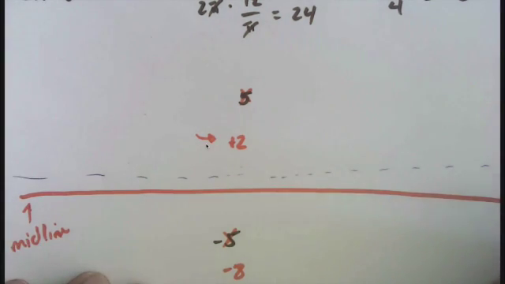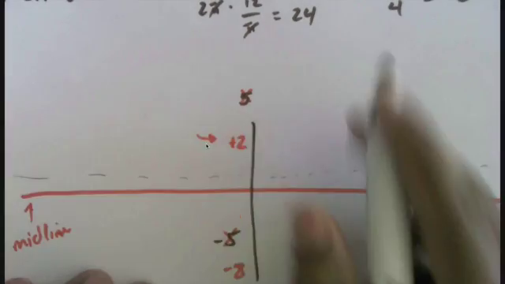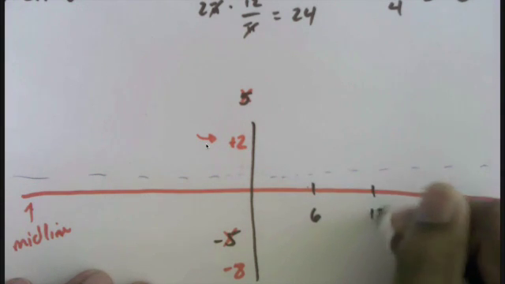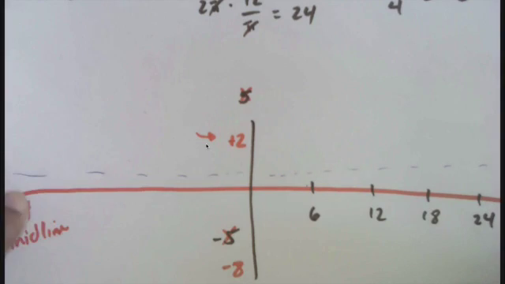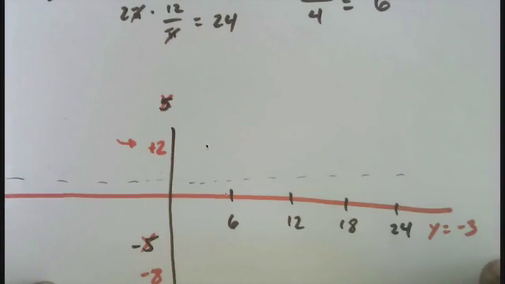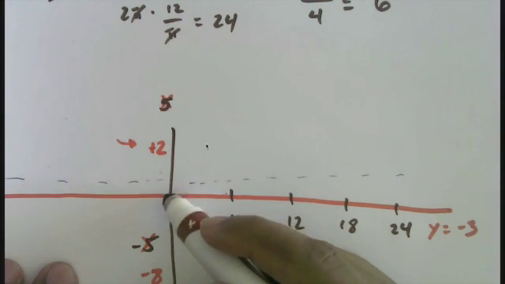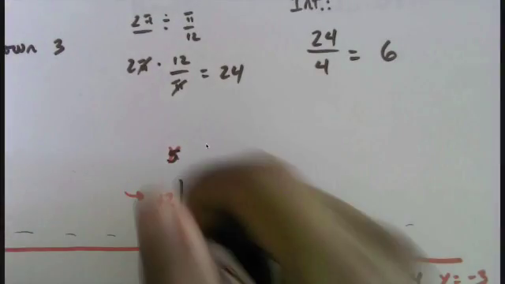Let's go and set up our intervals. My interval is going to be on 6's, so I have a 6, then a 12, and then an 18, and then a 24, like 24 hours in a day. I'm starting with a cosine graph, which means that I'm not going to start at the origin. I'm going to start at a maximum or a minimum. My plus 5 tells me that I'm going to start at my max, so I'll start up at positive 2.